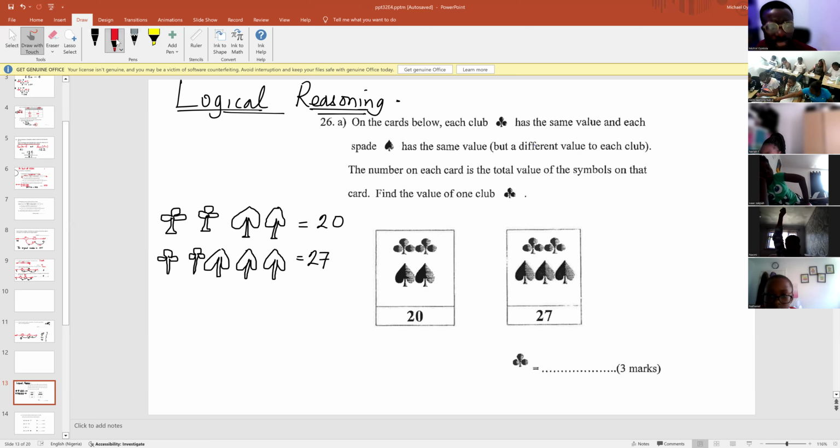All right, so let's see this. 2 spades and 2 clubs make 20. Then 2 clubs and 3 spades make 27. Let's see this, right? If you notice, 2 clubs are common to both. So let's say something, take away.